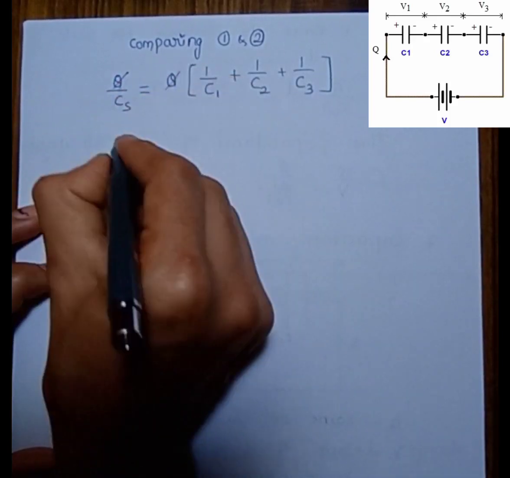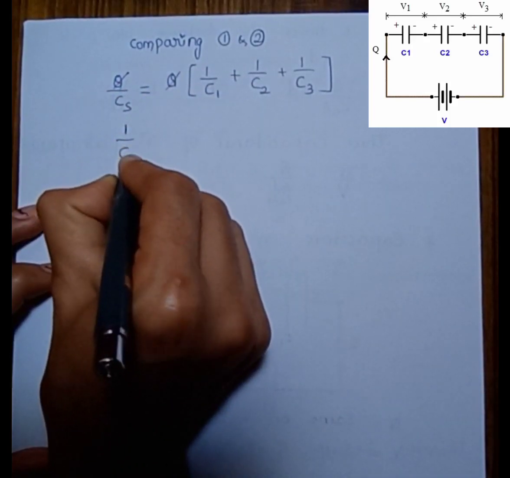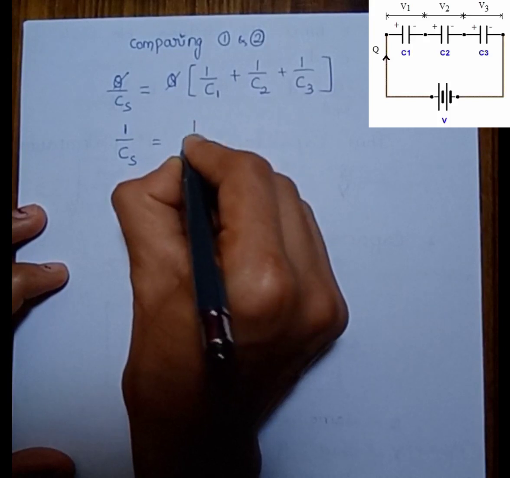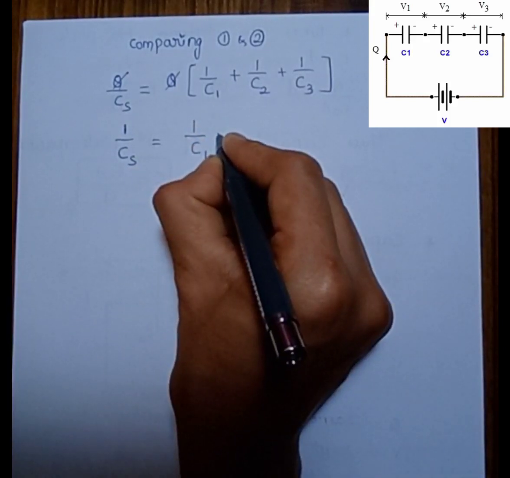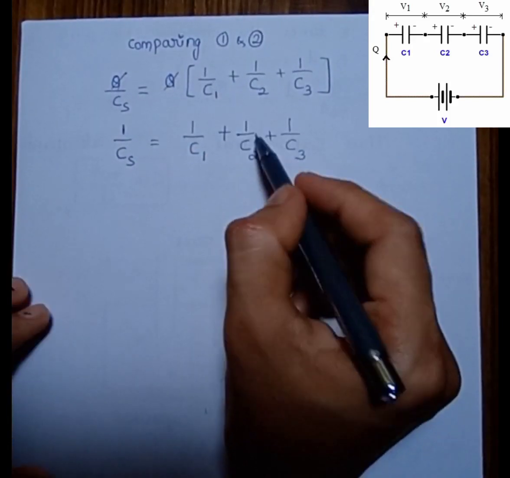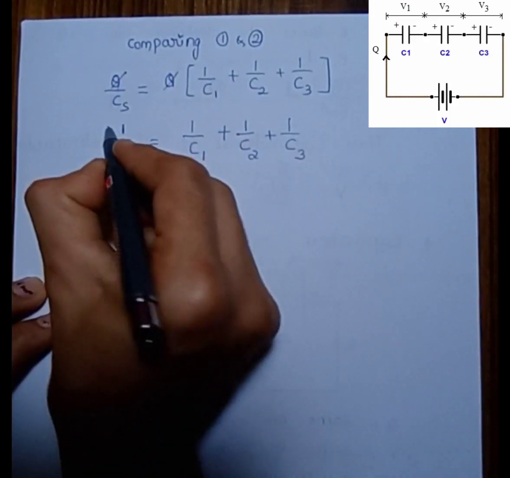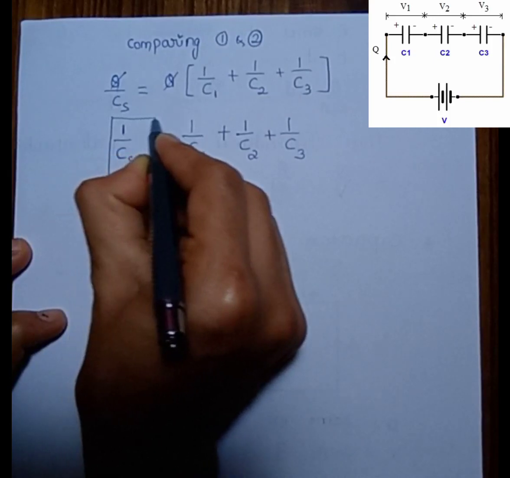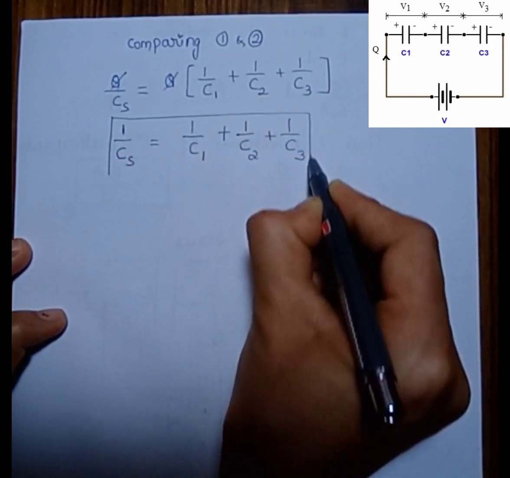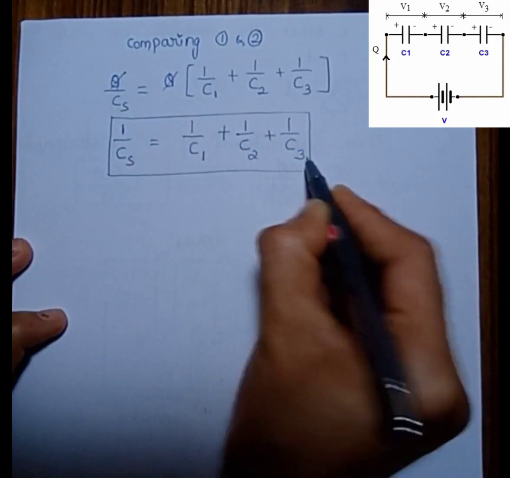Q and Q get cancelled, which gives the value of 1 divided by Cs is equal to 1 divided by C1 plus 1 divided by C2 plus 1 divided by C3.